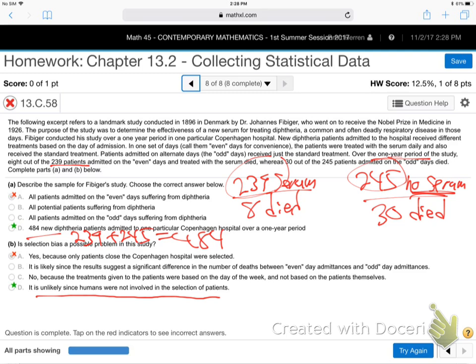But there was no human element to this, right? It was just literally everybody coming into the hospital on a Monday is getting the serum. Everybody on Tuesday is not getting the serum. So that made it random. That kept the biases out of it. That's important when you want to get to the truth in a scientific clinical study. Is that good? That all making sense? All right. I'm going to go on to 13.3.